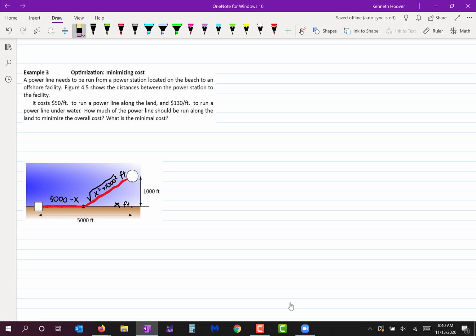Okay. So now we have that situation, and let's calculate the cost. This will be pretty straightforward. The cost equals, there's this much on the beach, that many feet, and it costs $50 per foot. So we multiply that times 50. Plus, we have some wire running under the water. How much? This much.